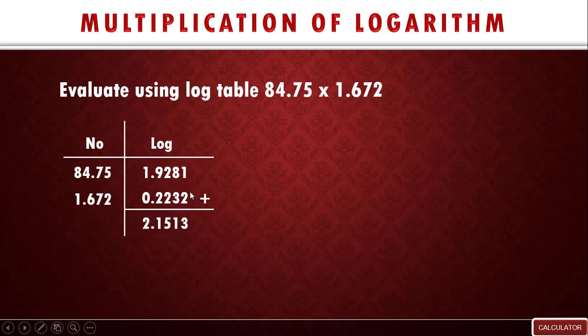Okay, so let's see. 1 plus 2, that's giving us 3. Then 8 plus 3, that's giving us 11. So we write down the 1 and transfer the 1 to the next stage. So that 1 that we transfer there plus this 2, that's 3. Then plus this 2, that makes it 5. That's the reason why we have the 5 here.